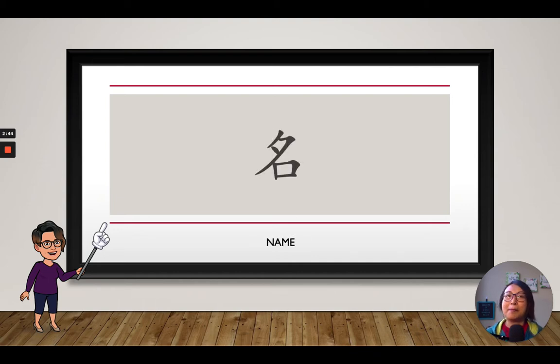This is the word 明, or in verbal Chinese, Cantonese, we say 名. It is the word for name, like 你叫乜嘢名啊? 我個名叫做 so and so. So 你叫乜嘢名啊? What is your name?